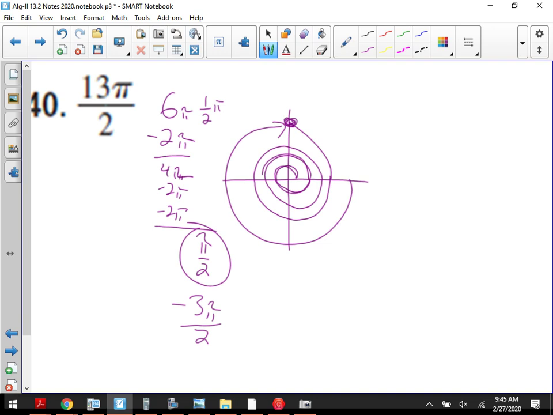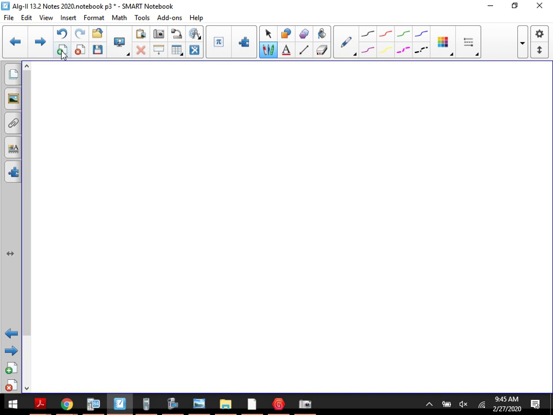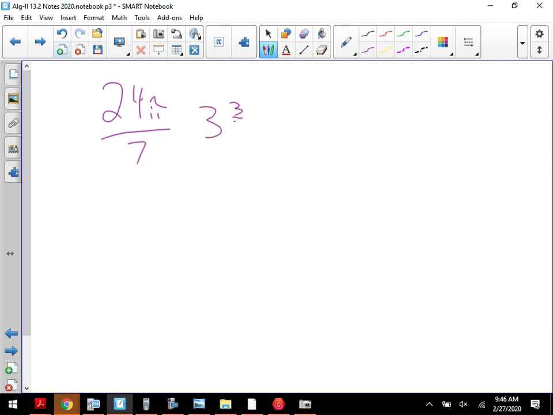All right? Yes, ma'am. 42. What does it say? What's the angle? 24 pi over 7? Okay. So 3 and 3/7. Here, again, what we always do is we always want to look at it in terms of a mixed number, so it's easier to count it. 7 goes into 24 3 times, so we have 3 and 3/7 pi.